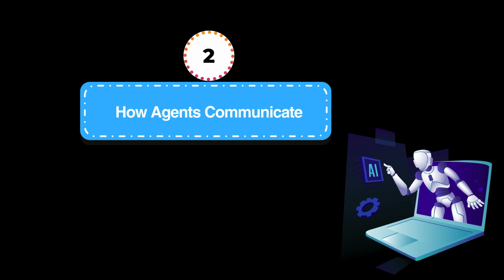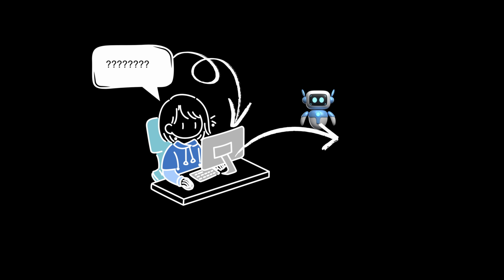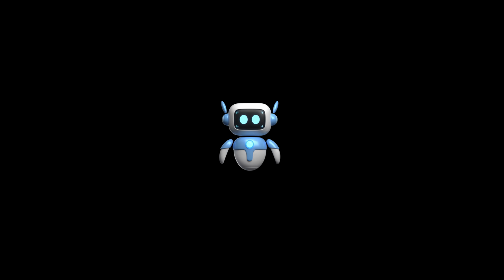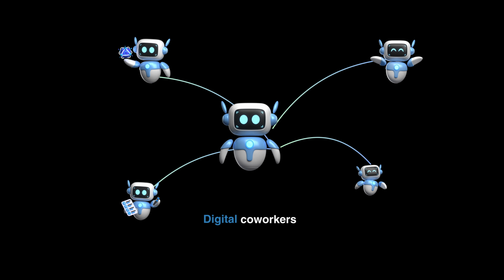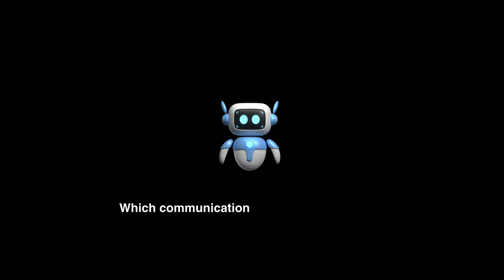In the world of agentic AI, we don't just have a single AI model answering questions. Instead, we have multiple agents working together, like a team of digital coworkers. But the magic lies in how they communicate and delegate tasks. But wait, which communication and what agents? AI agents. Now, what is an AI agent?